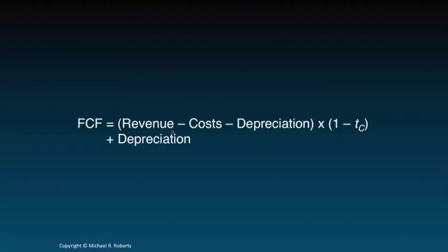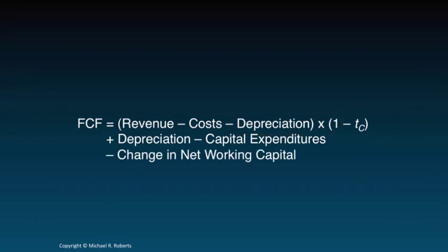Once we have this, we're going to have to add back in depreciation. And again, that's just to net out the subtraction of depreciation here. It doesn't represent a true cash flow. What it does represent is a tax shield. So we add back in the depreciation. Then we're going to subtract off capital expenditures or any investments we have to make. And then finally, we're going to subtract off the change in net working capital.